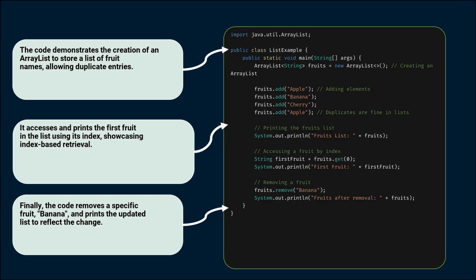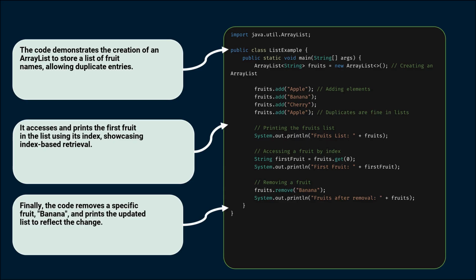The code demonstrates how we can add elements to this list using the add method, including duplicates like apple. This points out the list's ability to maintain the insertion order and allow duplicates seamlessly. Afterward, we print the full list of fruits to the console, giving us a clear view of our collection. We then introduce the concept of accessing elements by their index.